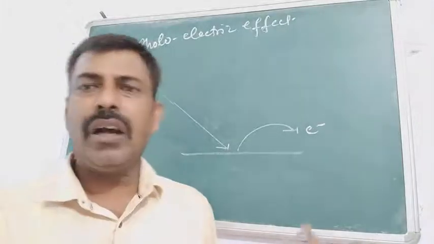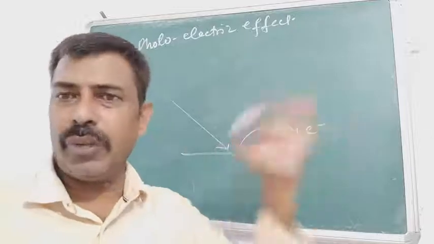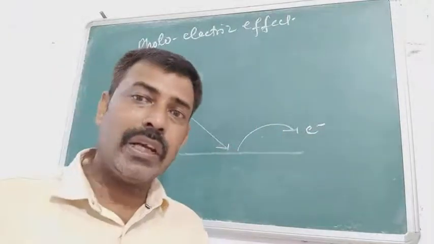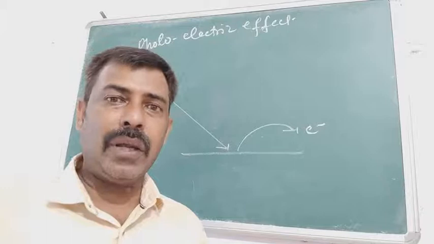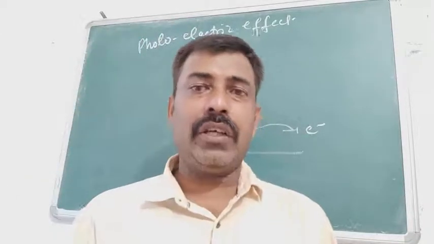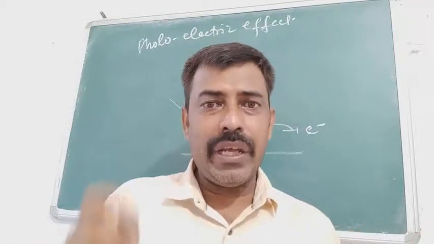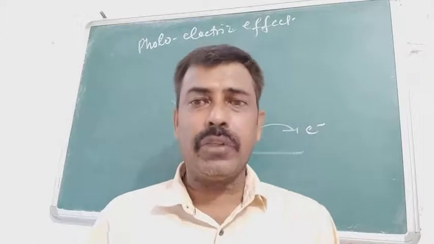Now you can ask how it is showing the particle nature of light. Light is striking, an electron is removed from the system, then how can it explain the particle nature of light? Surely it can explain the particle nature of light. When you studied the third law of motion, then your teacher said that every action has an equal and opposite reaction.